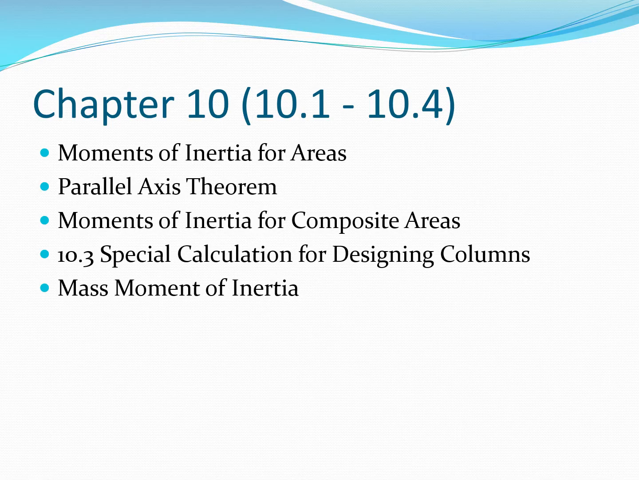10.3 is really just the radius of gyration, which is a special calculation that's used for designing columns, which you might get involved with someday. Won't spend too much time on that. And then mass moment of inertia.